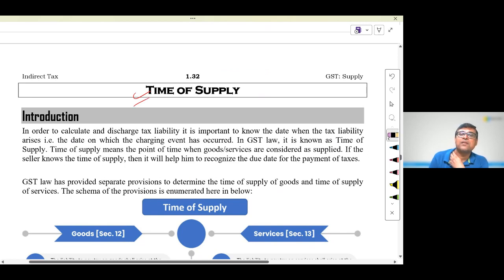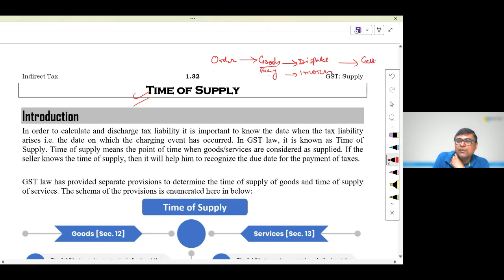Suppose the process of supply is like this. You may get an order. On the basis of this order, you are preparing goods, packing, etc. Now you are dispatching, you are preparing invoices, and lastly your customer is getting the goods. We can say delivery has taken place.